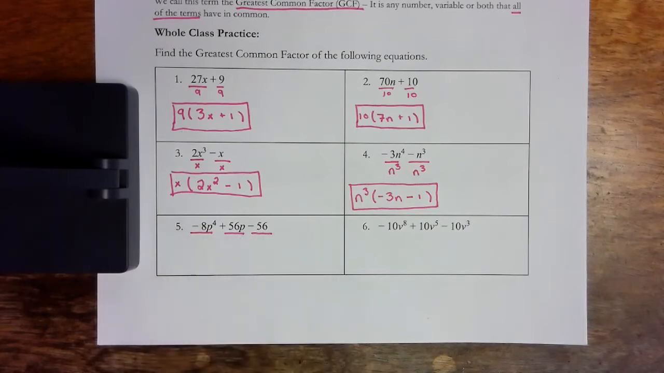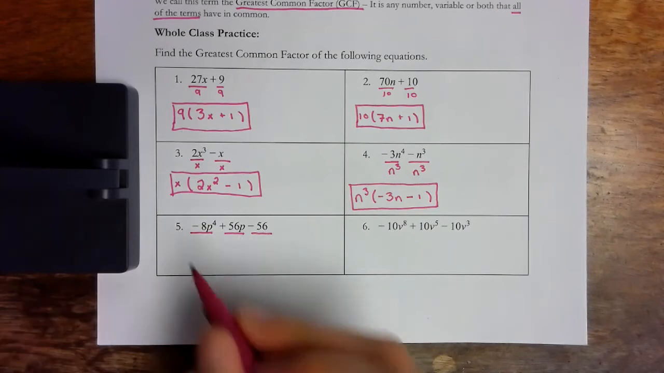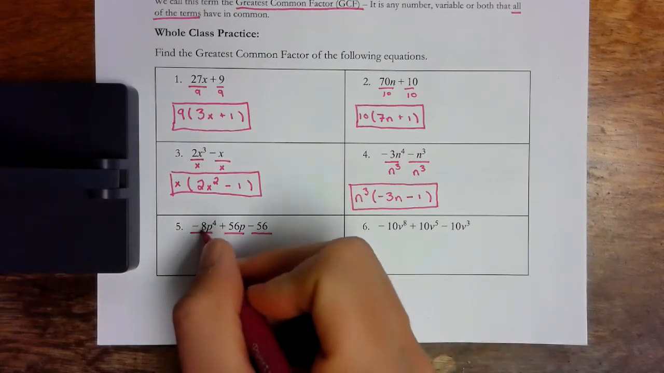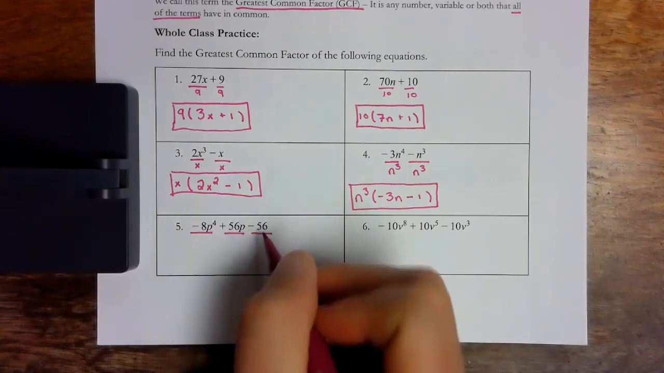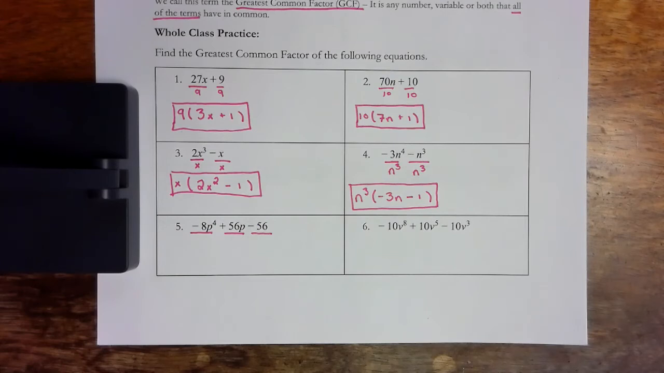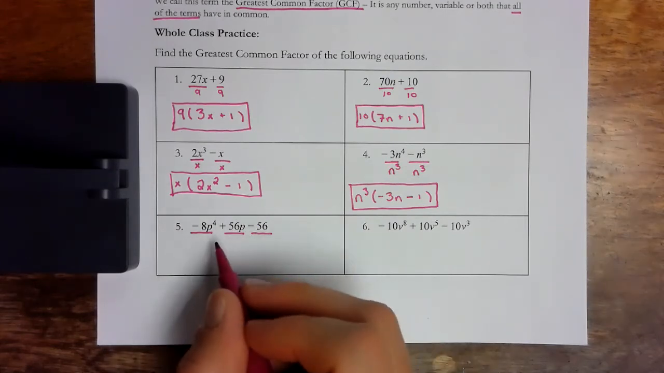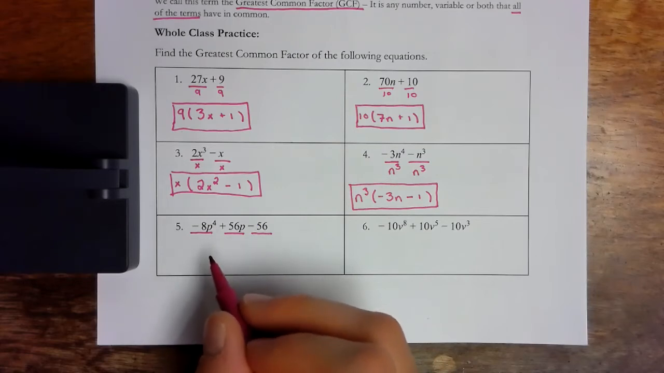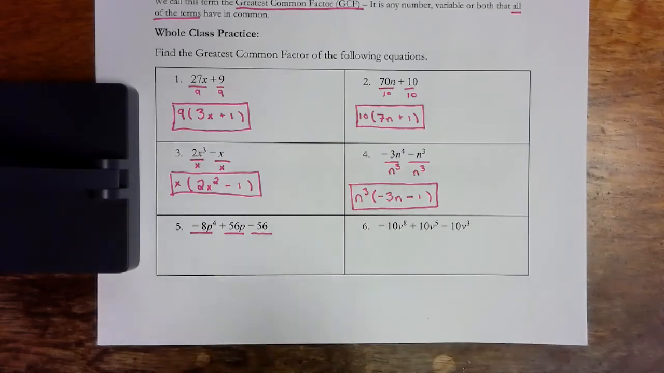Instead, we want to think about what number we can pull away from each. I see that I have an 8 here, and I know that 56 is also divisible by 8, so we want to take away the 8. Now, there's actually two answers we can land on here. We can take out an 8. We can also take out a negative 8.